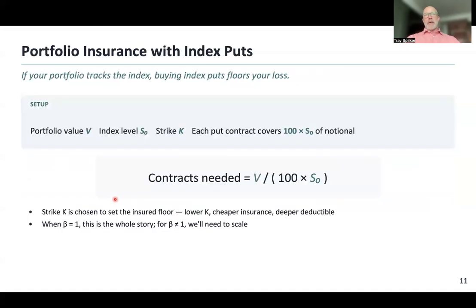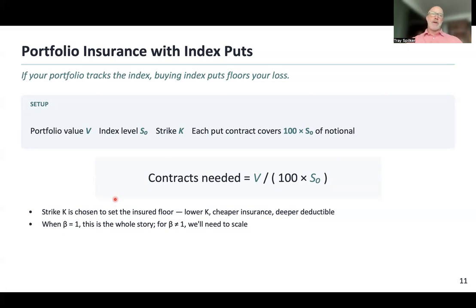Now, here's a case for using index options for hedging purposes, right? So this is a portfolio insurance approach, and it's going to look very similar to a protective put strategy, which we've talked about in prior lectures. So, for example, if your portfolio largely tracks the index, we can buy put options on the index to put a floor, to cap our losses, as it were, if the market does go down.